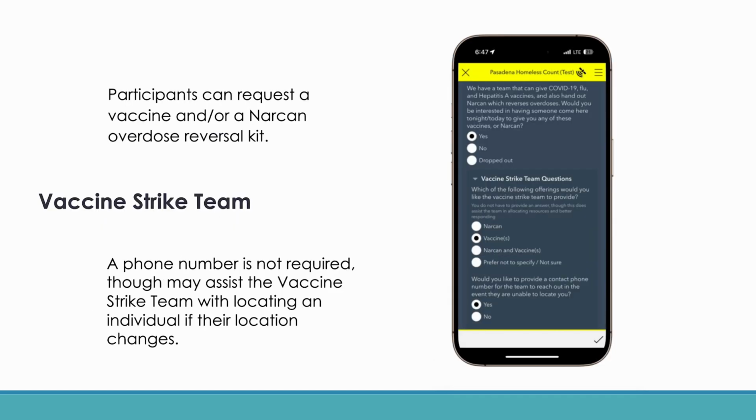The last few questions within the full survey have to do with the vaccine strike team. Participants can elect to have a specialized outreach team come to their location to administer a COVID-19, flu, and/or hepatitis A vaccine. The team can also distribute Narcan overdose reversal kits. If a person would like to receive any of these options, there will be an additional question which asks them to provide a phone number. Providing a phone number is optional, however, it could help the vaccine strike team locate them more easily.